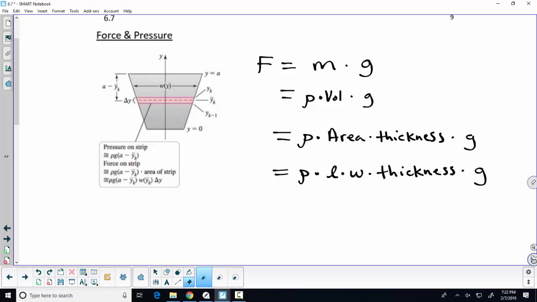And maybe, I don't know, maybe it makes more sense to say length and height. I don't know. But we are focusing here on this tiny little strip.